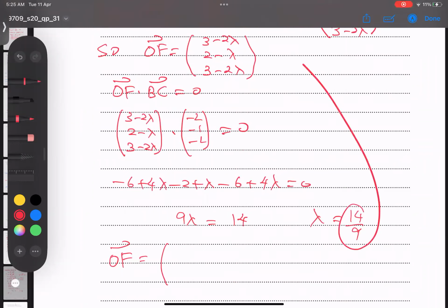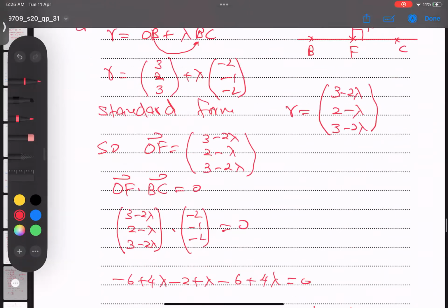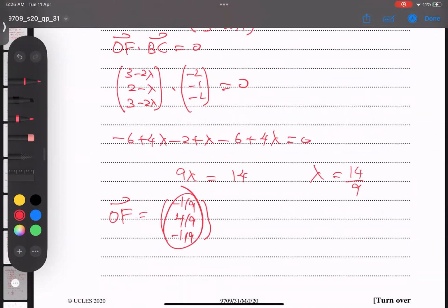So when I plug in this value here, let's type in the calculator 3 minus 28 by 9. It's coming -1/9. When I plug in this value here, it means 2 minus 14 divided by 9. I got 4/9. In the last form, I get again -1/9. So I got OF now. I'm looking for the OF length. So I can use the distance formula. And you know, these are called F coordinates. We can find it that way, or simply find the magnitude of the whole thing.